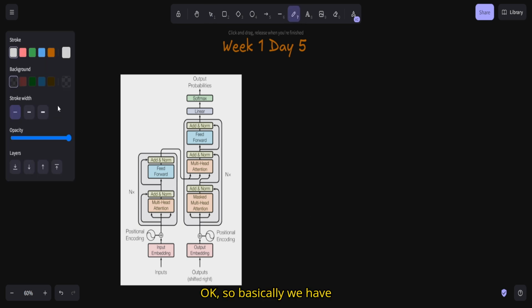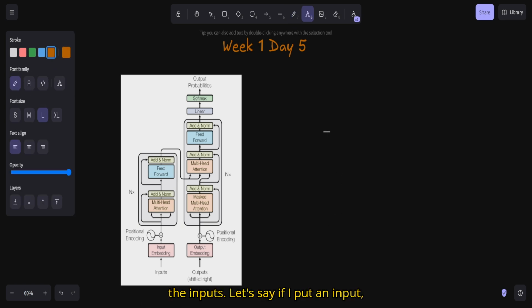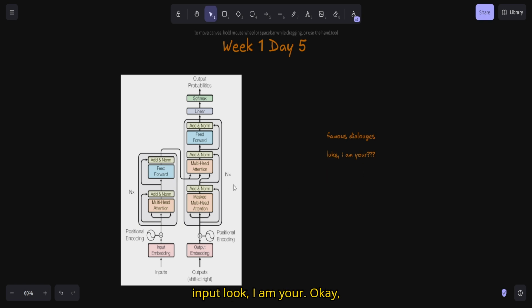So basically, we have the inputs. Let's say I have a corpus of famous dialogues. So let's say I'm trying to replicate the line: "Luke, I am your father." I want to see what comes after "your." So what I do is that I input "Luke, I am your." This is my input.